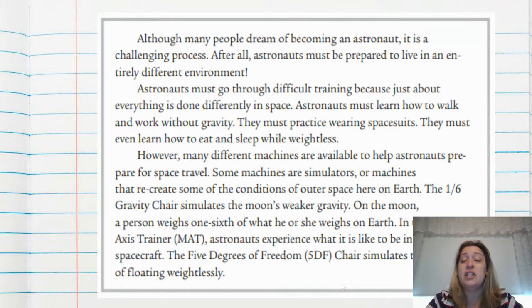However, many different machines are available to help astronauts prepare for space travel. Some machines are simulators, or machines that recreate some of the conditions of outer space here on Earth. The 1/6 gravity chair simulates the moon's weaker gravity. On the moon, a person weighs 1/6 of what he or she weighs on Earth. In the multi-axis trainer, or the MAT, astronauts experience what it is like to be in a tumbling spacecraft. The 5 degrees of freedom, or 5DF chair, simulates the challenges of floating weightlessly.